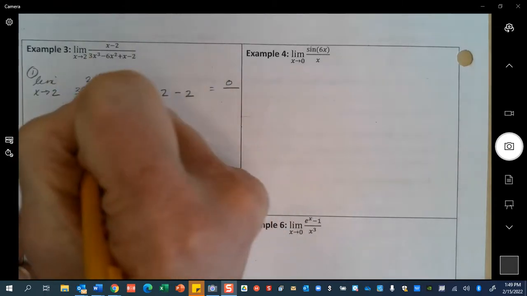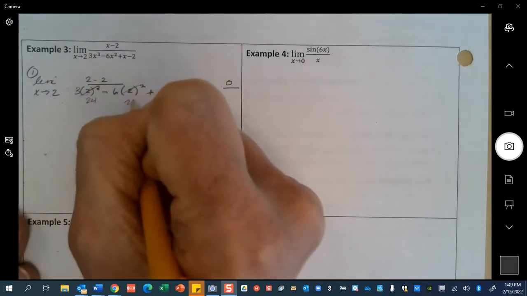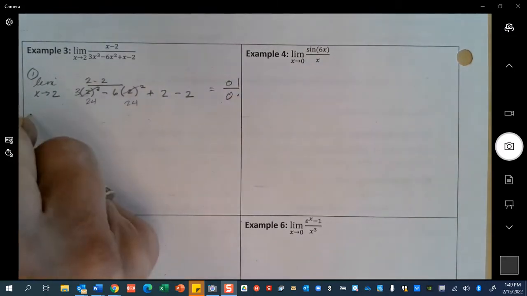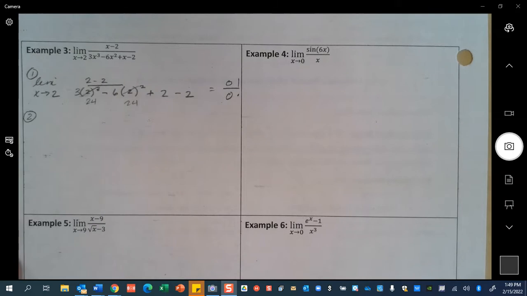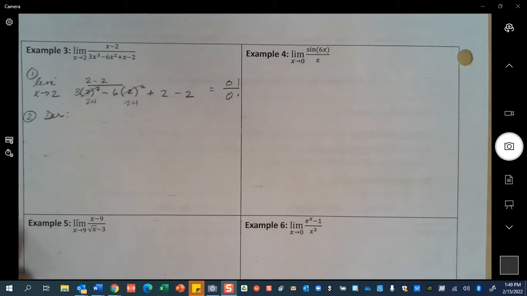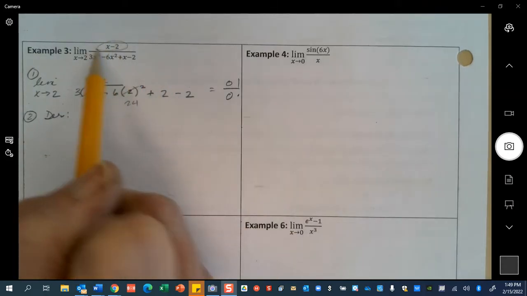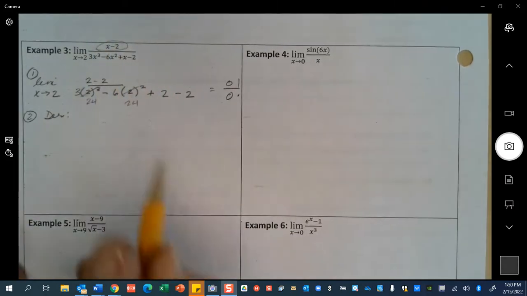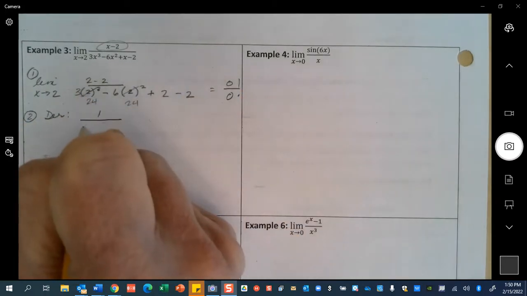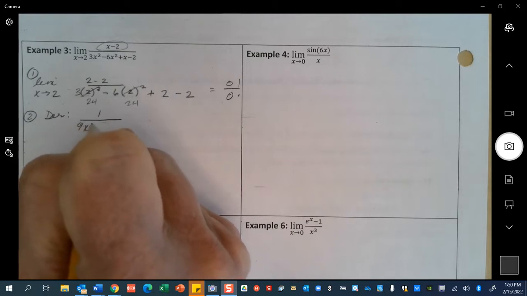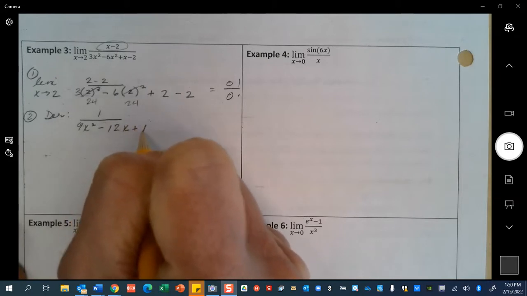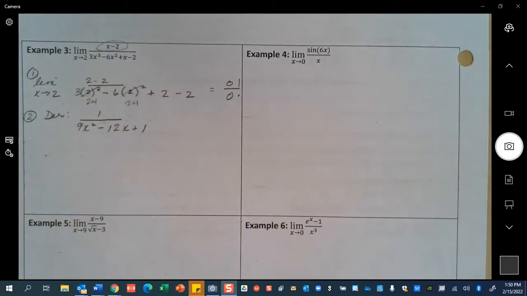So here's 24, here's 24, minus 2, here's 0. So what we're going to do is take the derivative and use L'Hopital's rule. What is the derivative of this numerator? 1. And the derivative of my denominator? Now you know why we did all that practice.